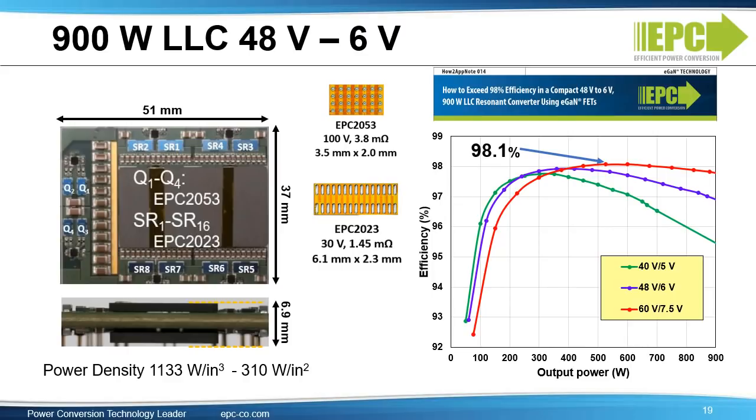This is our 900 watt LLC reference design. The solution can easily be upgraded to higher power. The design uses 4 EPC2053 GaN FETs for the primary side full bridge rectification and EPC2023 for the secondary side FETs. Thanks to the high 1 megahertz switching frequency and small FET form factor, the design has a very small size, 51 by 37 millimeters. Thanks to the excellent RDS(on) and figure of merit of the FETs, the design can deliver greater than 98% efficiency.